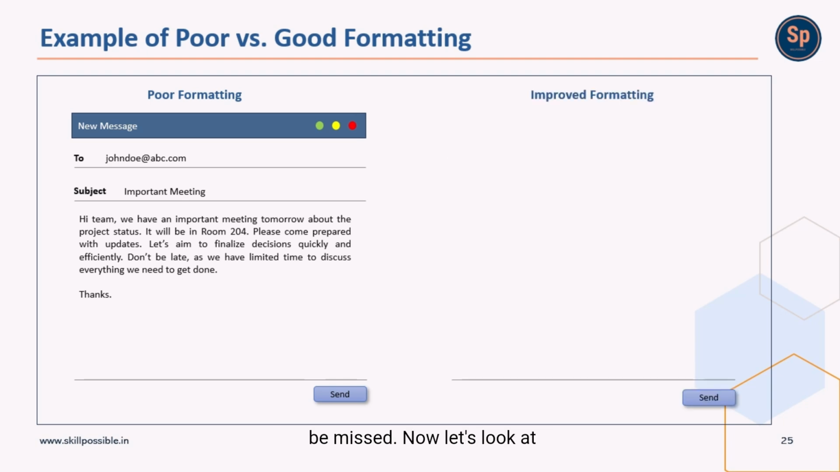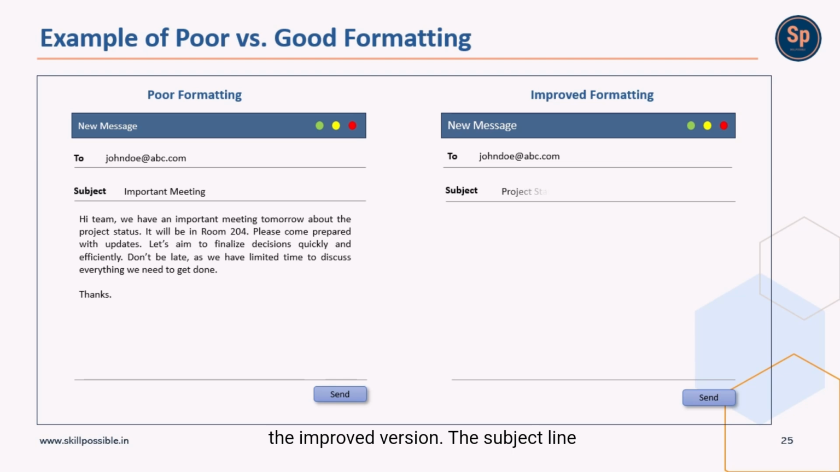Now, let's look at the improved version. The subject line is clear and specific. Project status meeting, 20th November at 3 p.m. The recipient immediately knows what the email is about and when the meeting is scheduled.